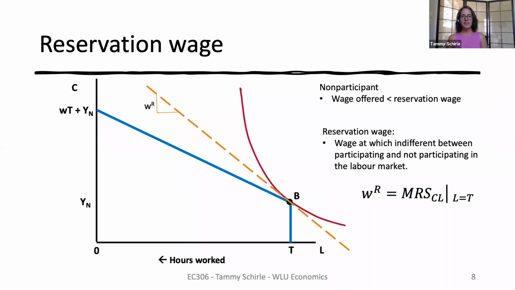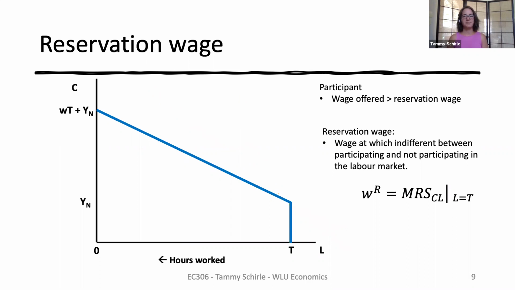And the slope is drawn here as the dashed orange line with a slope equal to WR. Now for this individual, we see that the wage rate being offered in the market, W, which is equal to the slope of their potential income constraint, is less than the reservation wage. So they have chosen not to work.